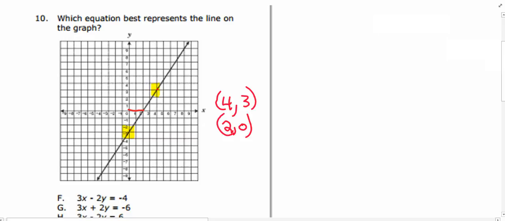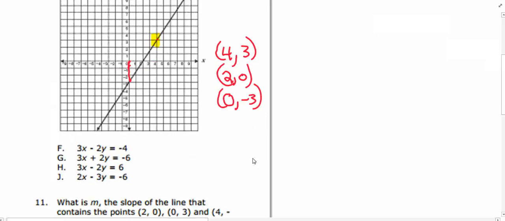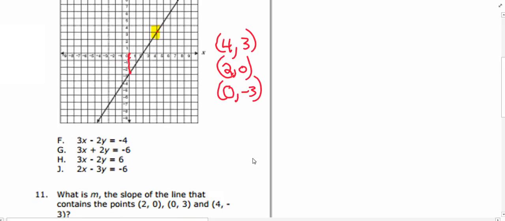And then finally, the last one: you start off at 0 at the origin, and you don't go side to side, you just go straight down, looks like 3 units. So that would be x is 0, and y is -3. So let's look at these answer choices here.